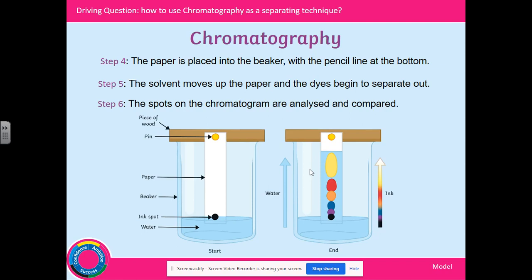We also have the solution, our solvent, our water that will be doing the dissolving of the ink, and we also have our beaker. To the right of the screen, we have the end product. Now, as you can see, the different colors that are in black ink: purple, blue, orange, red, and yellow. Who would have known? Did you know?